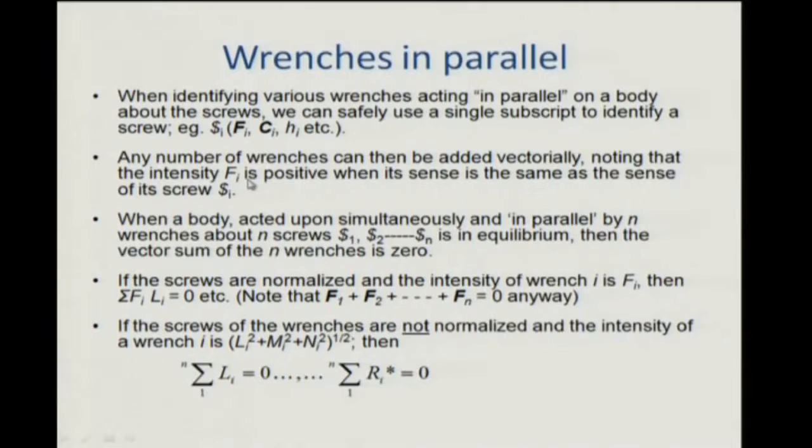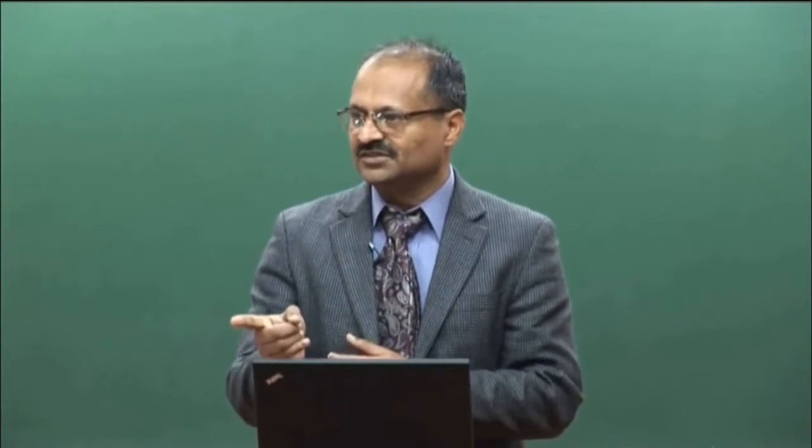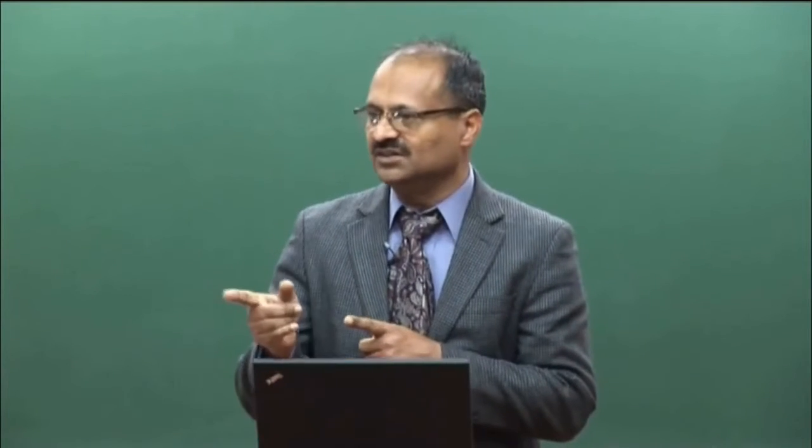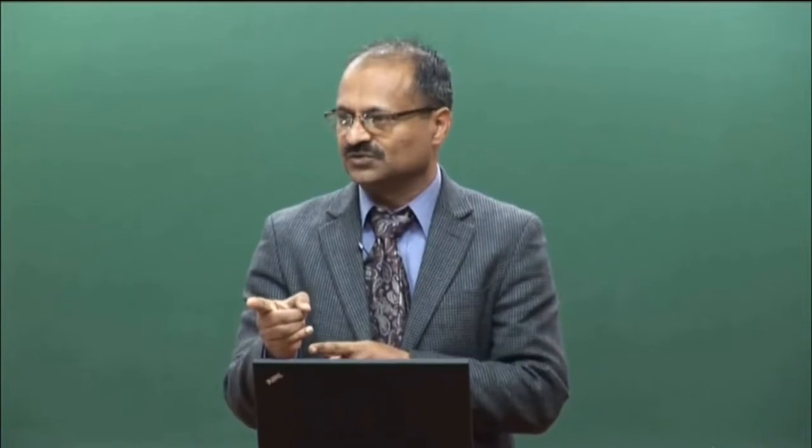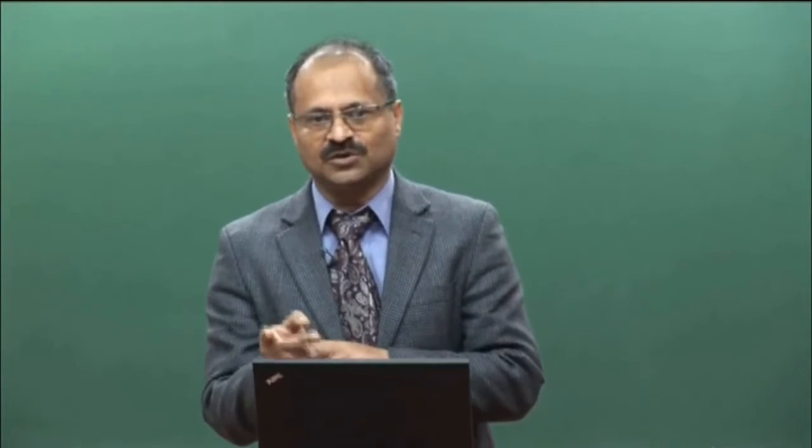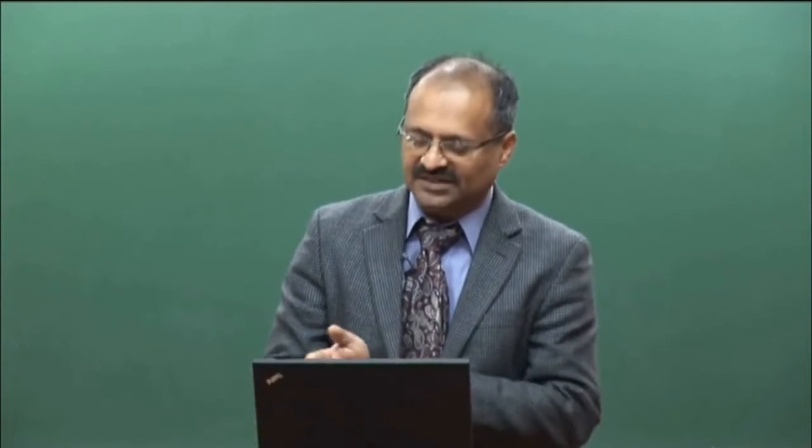noting that the intensity F_i is positive when its sense is the same as the sense of its screw $_i. So with a screw you associate a direction, and with that direction you see the intensity is positive when it is the same as the sense of the screw $_i. So there is a line and there is a screw, so we have to be careful with them, and we say the intensity is positive when the line direction and the intensity direction is the same.